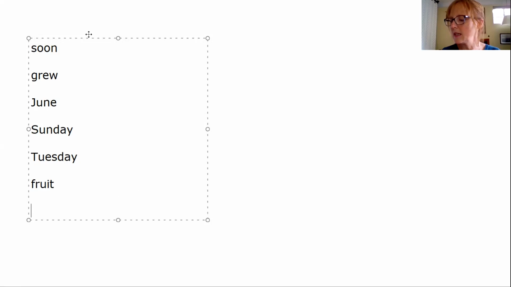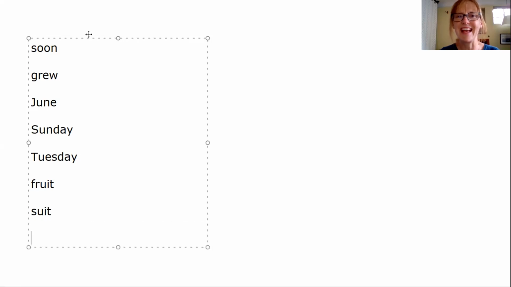The next one is suit. So to remember this, I think we need to remember that he ate fruit in his suit, because those two words are spelled exactly the same except for the beginning consonant letter, the FR versus the S. Fruit, he ate fruit in his new suit.